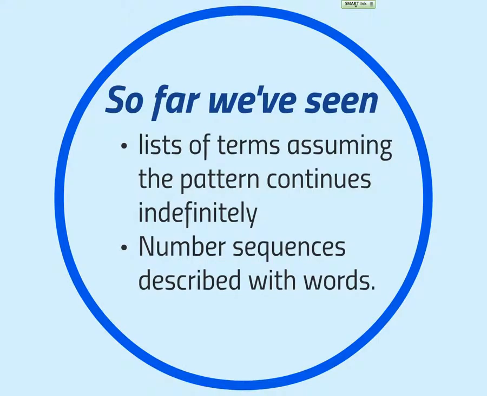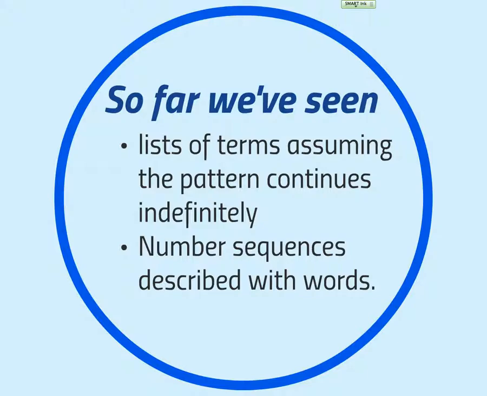I don't know that you need to write this down, but this is what we've done so far. We've looked at lists of terms, assuming that the pattern continues indefinitely, and we also looked at number sequences described with words. So one thing you did was look at that list and come up with that description yourself. But you also had some problems like the very beginning that said, start with 4 and then multiply by 3 or something like that. So we had a verbal description or we had to identify the pattern ourselves.